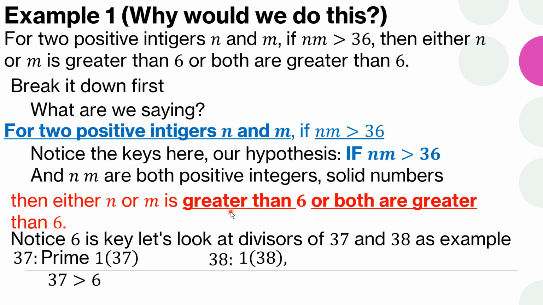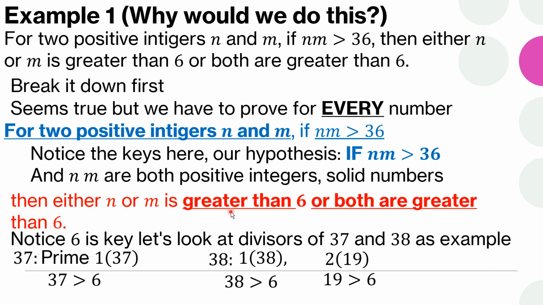Let's look at 38. 38 has 1 and 38. Again, one number, 38, is bigger than 6. The other thing we have is 2 and 19. 19 is a prime. 2 is a prime. That's as far down as we can really go. But notice again, 19 is bigger than 6. So we can kind of see that this is going to be true. It seems true, but we have to prove this for every number.